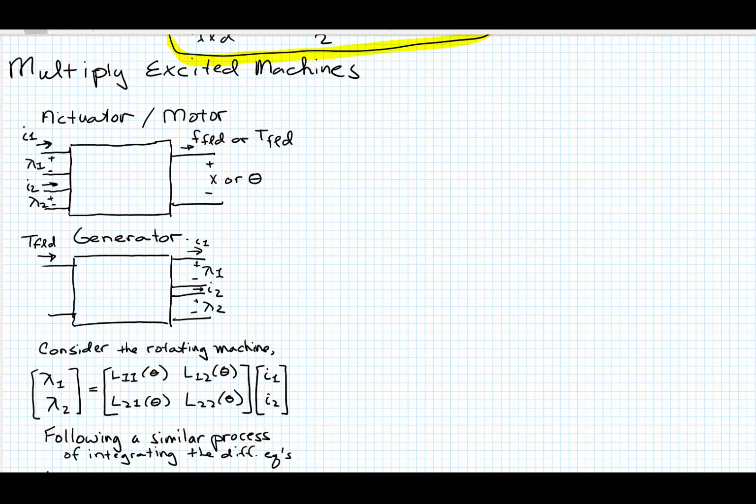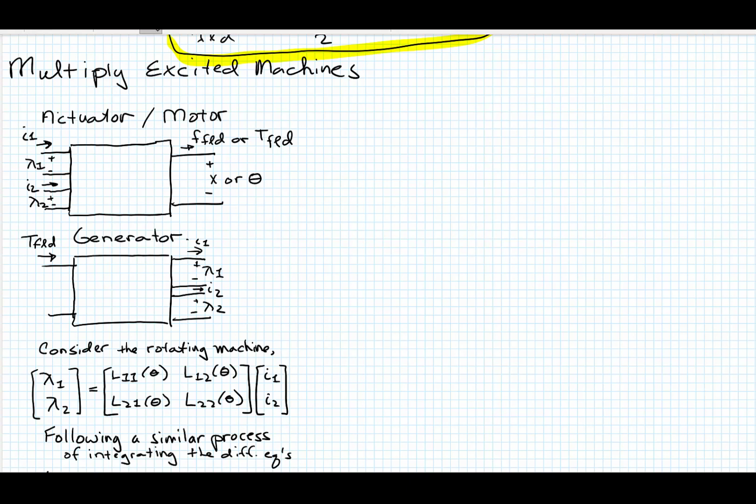Okay, so anyway, multiply excited machines. Can you have machines that are excited by more than one winding? That's what it means. Yes, you can. I'm going to go over this relatively quickly, because we're going to be working with multiple windings from this point forward, but I just want to show you the top level understanding.